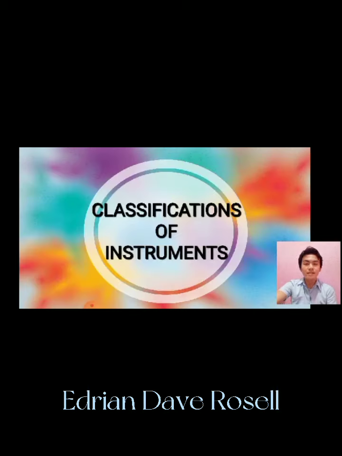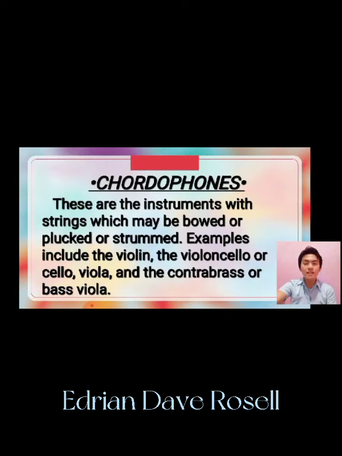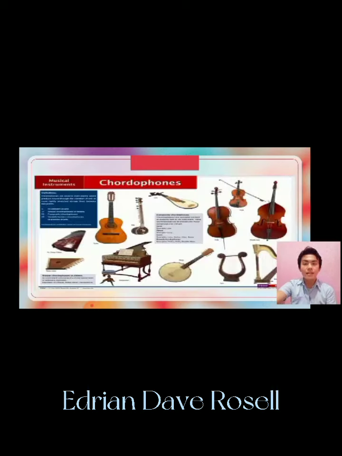So next is classifications of instruments. The first classification of instrument is chordophones. These are the instruments with strings which may be bowed or plucked or strummed. Examples include the violin, violoncello, cello, viola, contrabass, and bass viola.